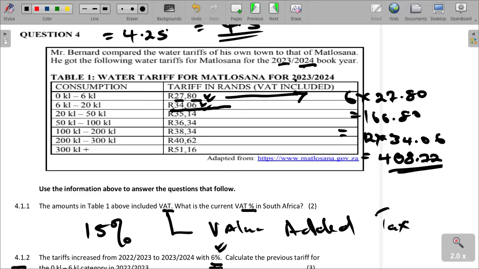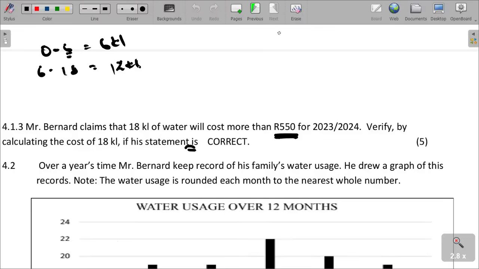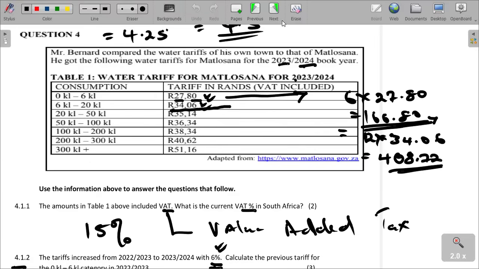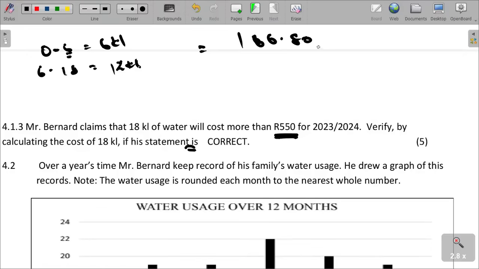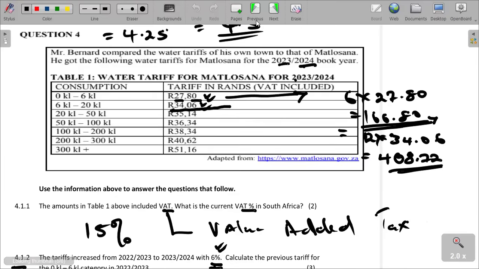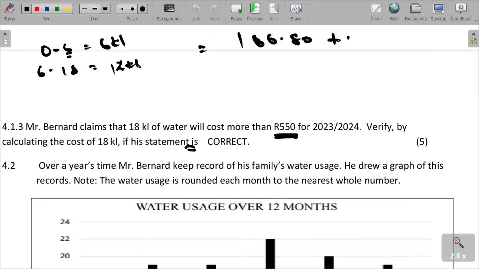And then we need the total. We must say 166.80, which is for 0 to 6 liters, plus 480.72. When we add that, it gives us 575.52.